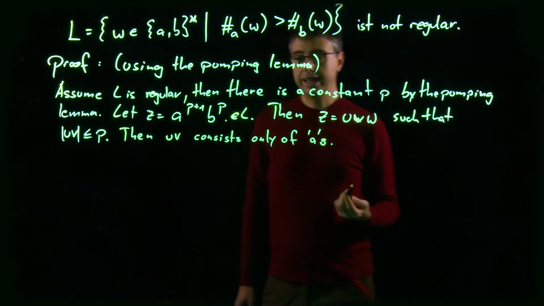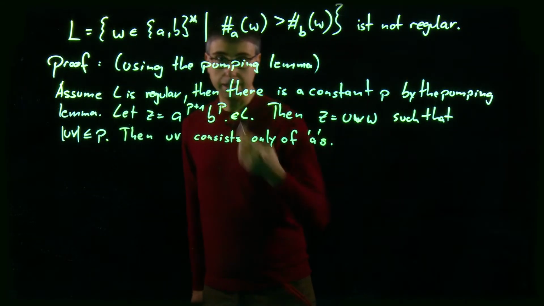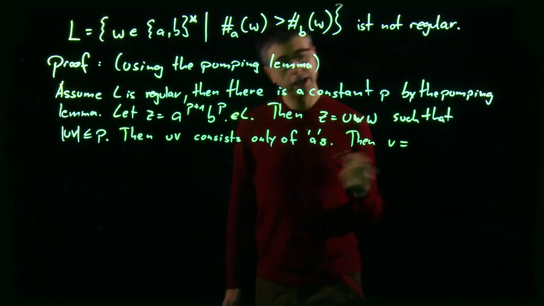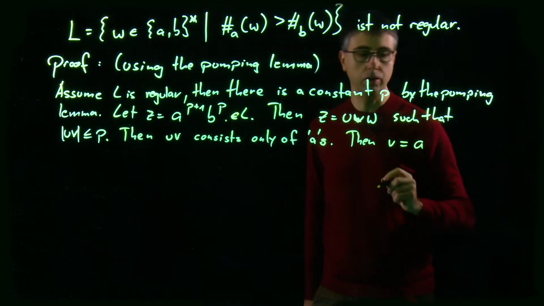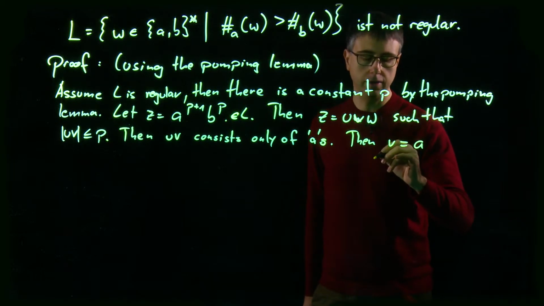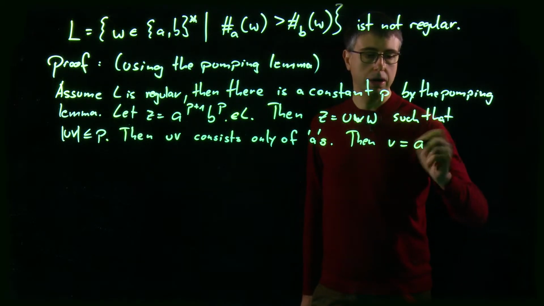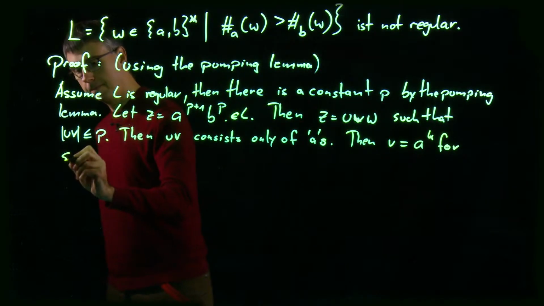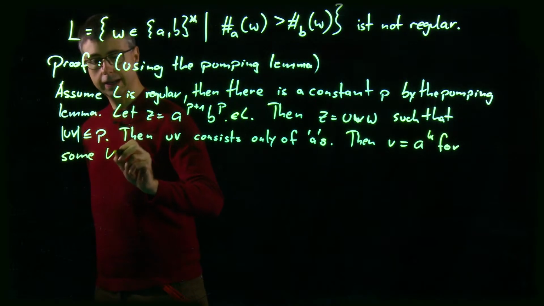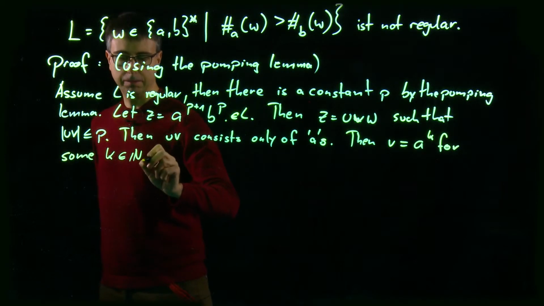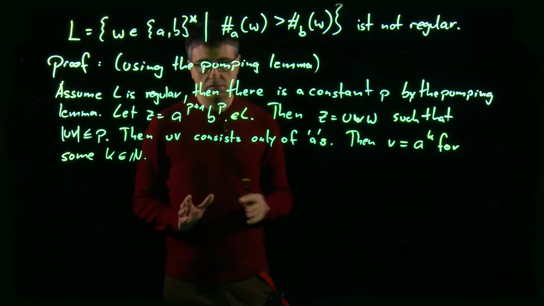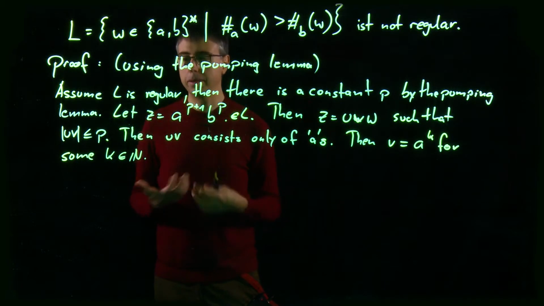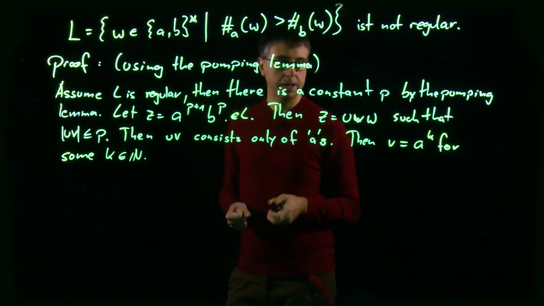If UV consists only of A's, then V consists only of A's because it's a subword. And if there are only A's inside, it must have the form V equals A to the power of K for some K from the natural numbers. We don't know the exact number K, but we know that there must be a number K. So V is A to the power of K.